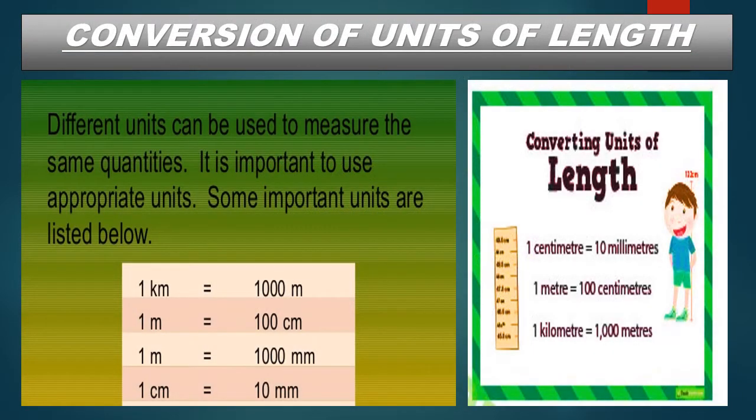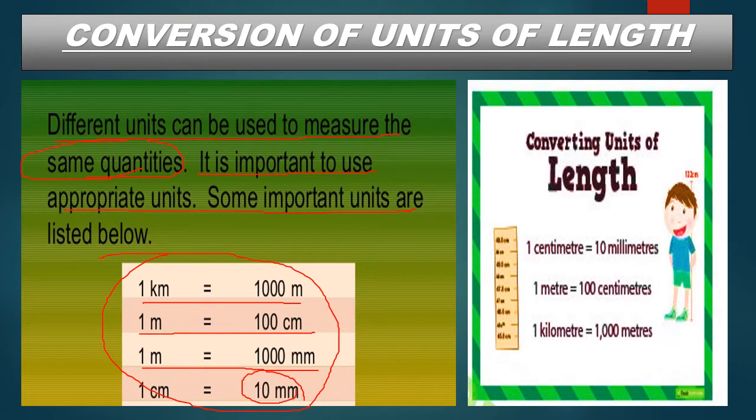Well, my dear students, here we are going to do conversion of units of length. My dear students, different units can be used to measure the same quantities. It is important to use appropriate units. Some important units are listed below. Like 1 kilometer is equal to 1000 meters, 1 meter is equal to 100 centimeters, 1 meter is equal to 1000 millimeters, 1 centimeter is equal to 10 millimeters. These are the conversions of units of length.